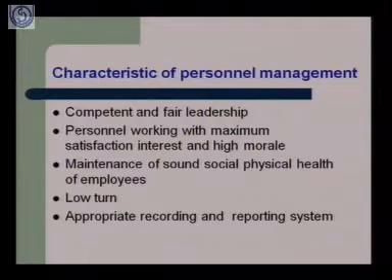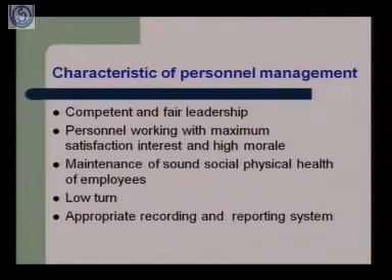Then personnel working with maximum satisfaction, interest and high morale. If a person has capabilities and is posted in a place of his or her choice, though sometimes that is not possible, as Madam Neerja said, if they are working with maximum satisfaction and interest, it will be helpful for the organization. Then maintenance of sound social and physical health of employees. The personal management department should take care that they get medical leave if they get sick, or have facilities of medical reimbursement, like financial help in any emergency.